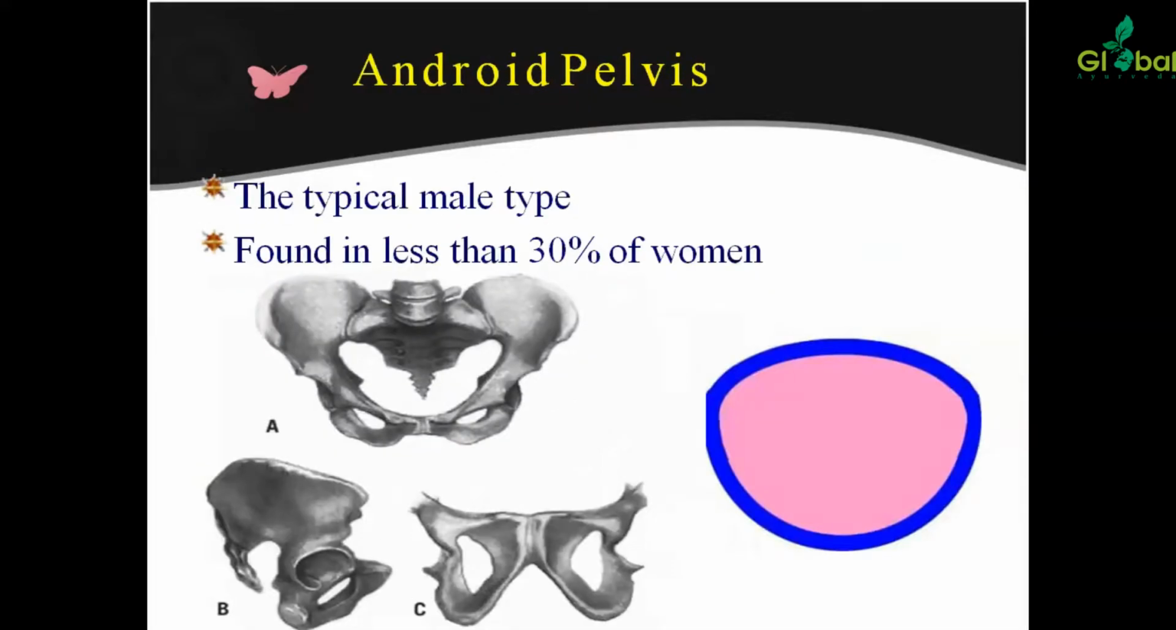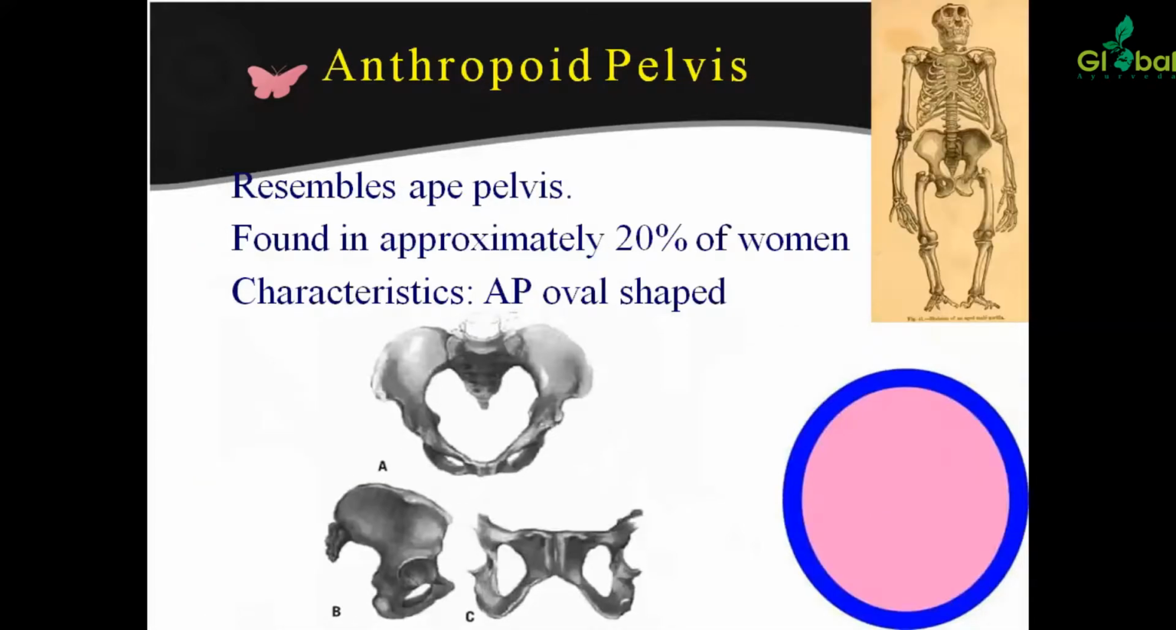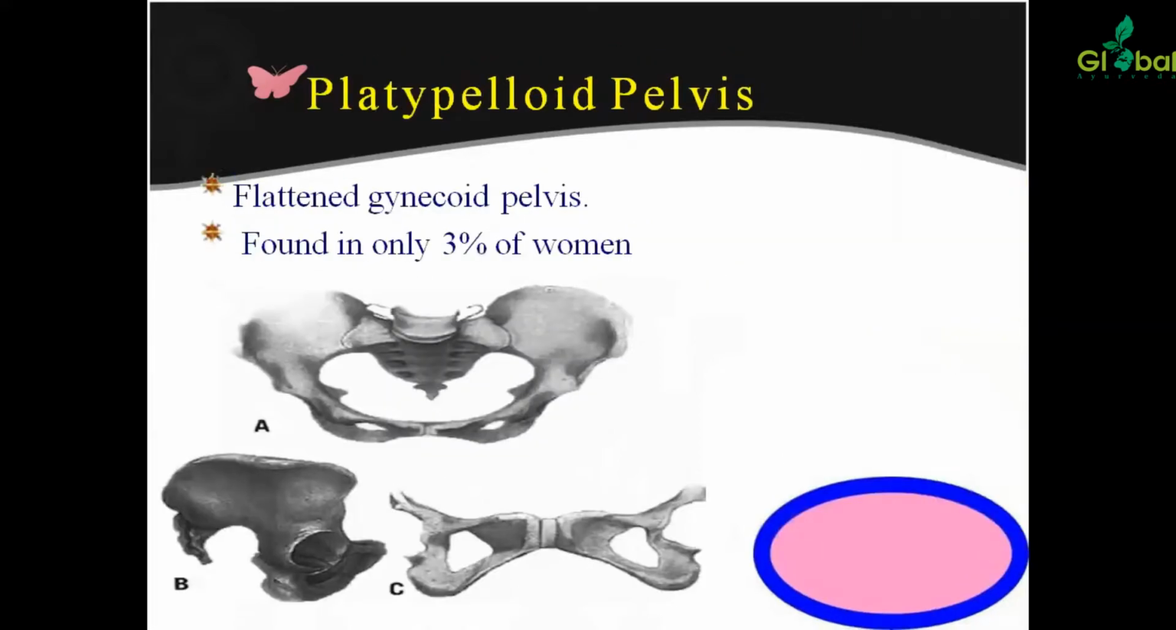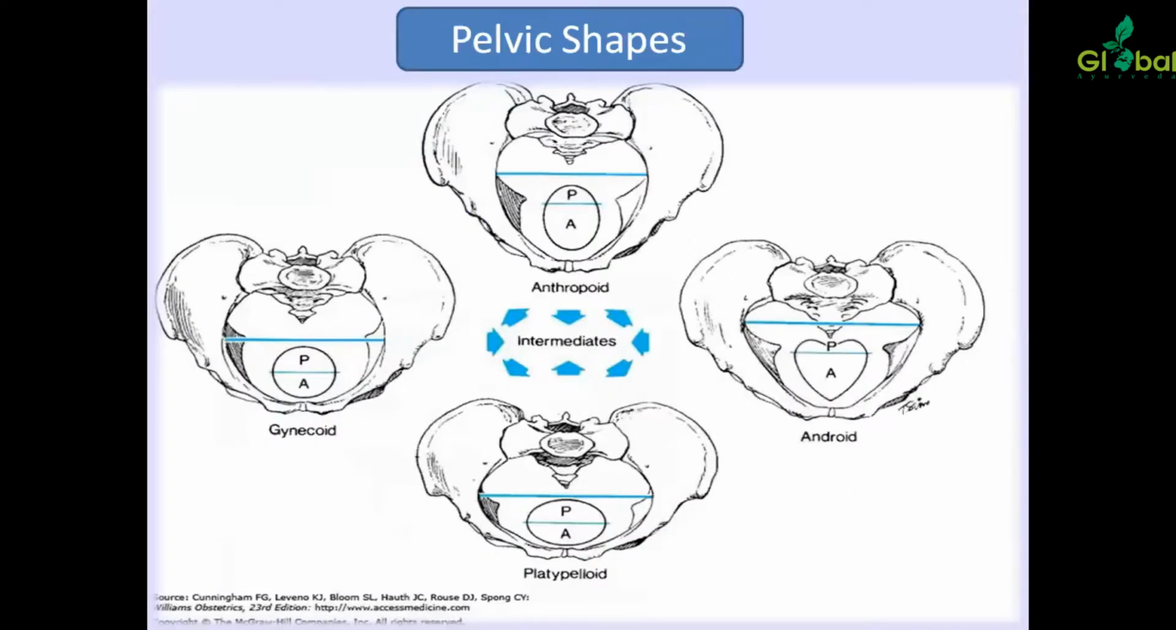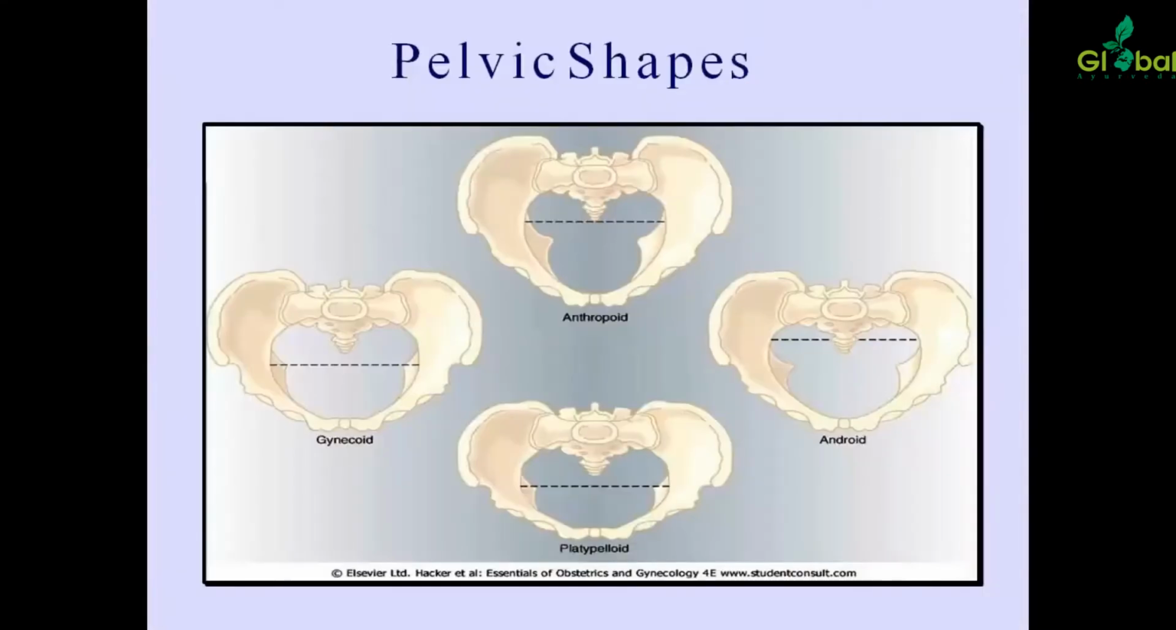Android pelvis is found in less than 30% of women, and it is normally heart-shaped. The anthropoid pelvis resembles an ape pelvis and is found in 20% of women, and its characteristic is an anteroposterior oval shape. Platypelloid pelvis is a flattened gynecoid pelvis and is found in only 3% of women. And these are the different pelvic shapes.